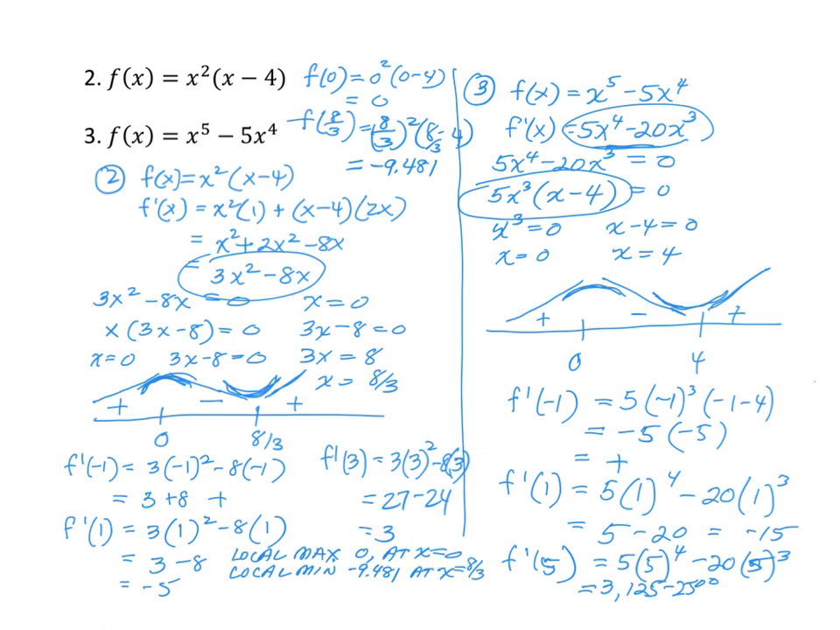All right, we have to do similar over here. So we know that there's a max at 0. So if we plug 0 in, if we take f of 0, we get 0. So here we know we have a max of 0 at x equals 0. And then we know we have a min at 4, so to find that, we take f of 4, and we get negative 256. All right, so we have a min of negative 256 at x equals 4.